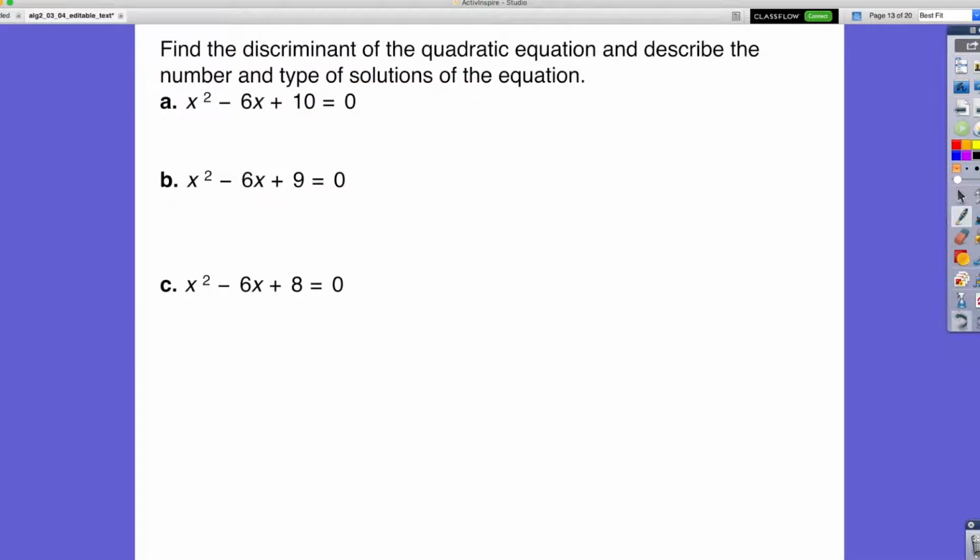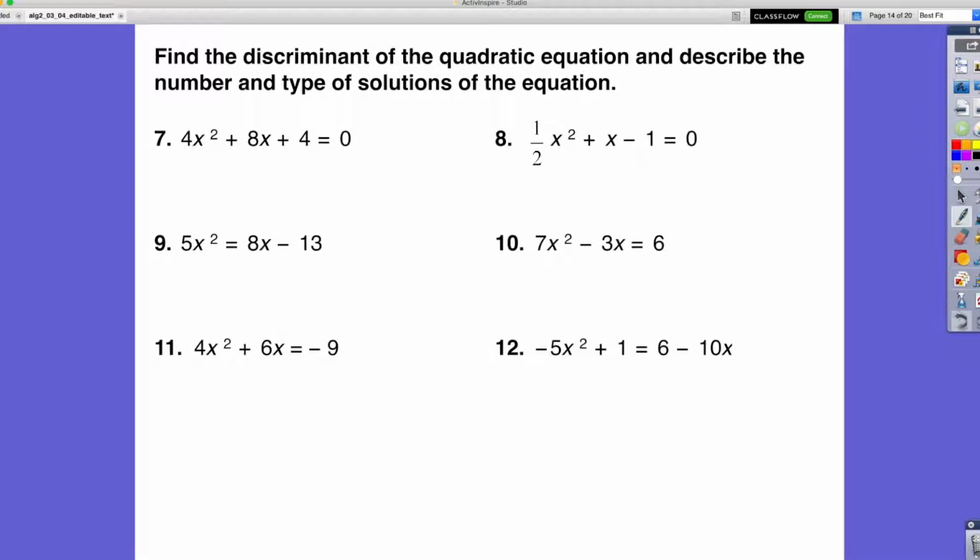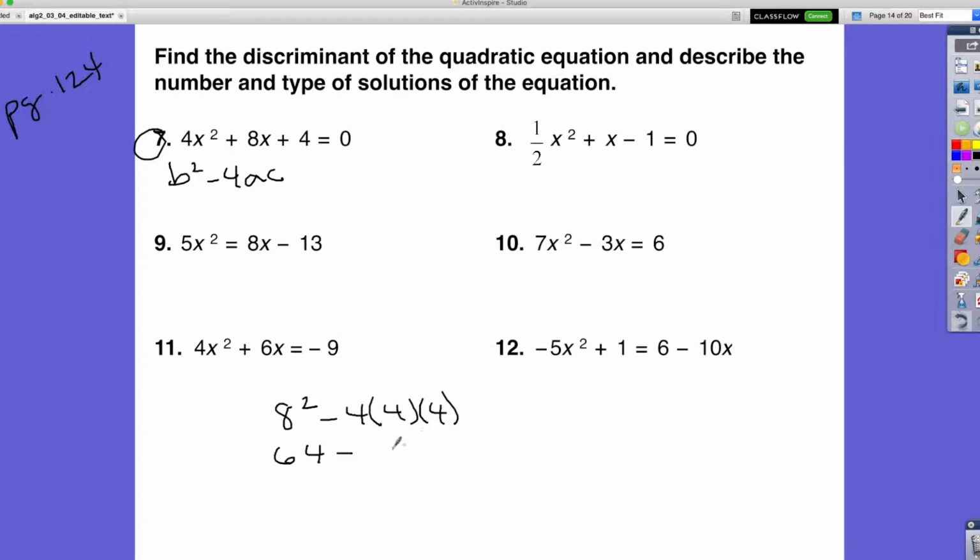Okay, so let's do some practice problems. We are going to do monitoring progress. Let's start with number 7. I'm on page 124 if you want to follow along in your book. Let's just take the discriminant part, which is b squared minus 4ac. B here is 8, so 8 squared minus 4 times a, which is 4, times c, which is 4. Let's see what this is. This is going to be 64 minus 4 times 4 is 16, times 4 is also 64, which is going to be 0.